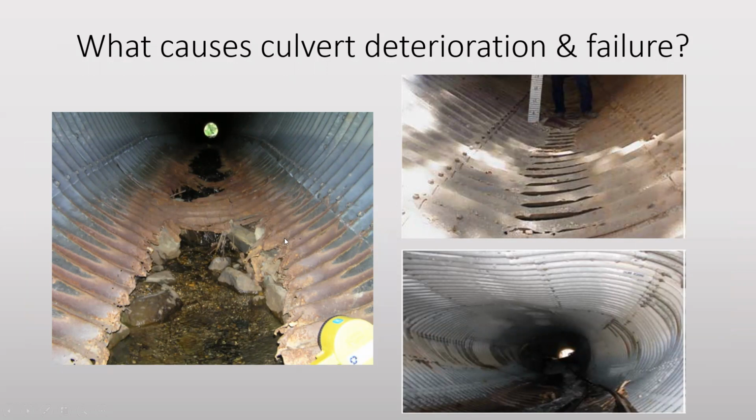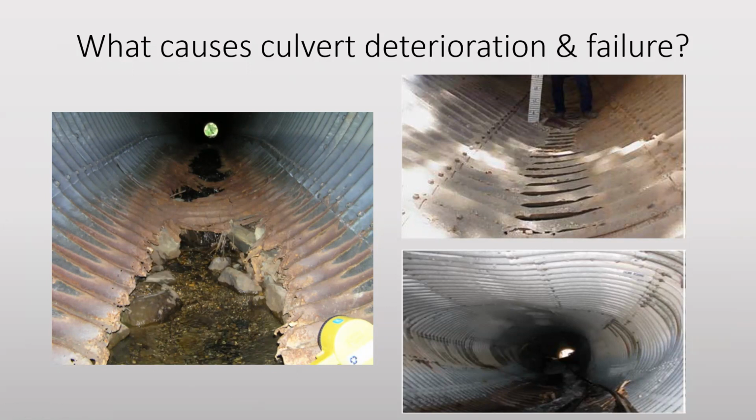These two pictures here give a great example of what that abrasion looks like to the bottom invert of the pipe, and that can be caused again by scour or other sediments and material that are carried through the pipe. And we see over here a large void has been created under the culvert. This culvert is no longer effectively displacing that body of water.